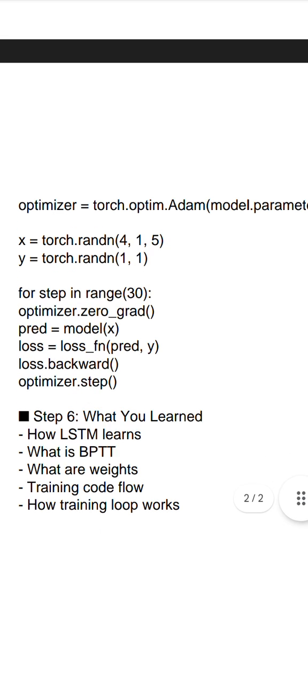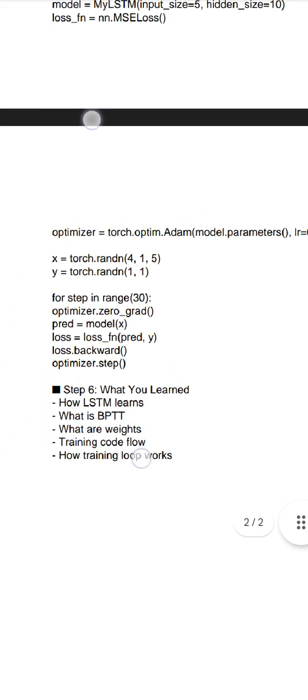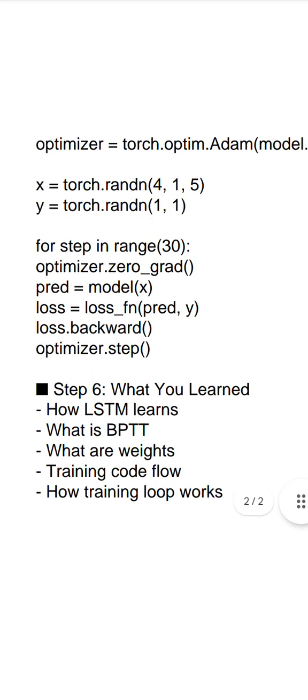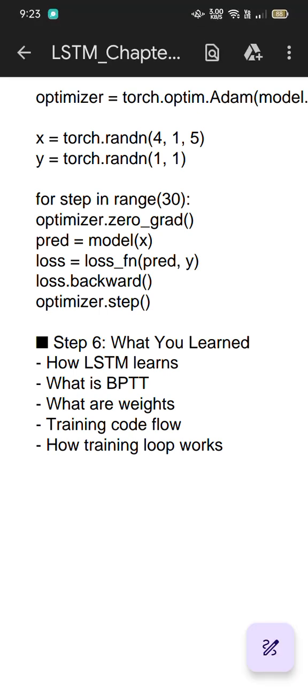Then we have the optimizer. We are taking Adam. And then we have x and y as random values, creating them, for step in range 30 and optimizer.zero_grad, pred equals model, loss of pred, loss.backward, optimizer.step. What we have learned: how LSTM works, what is BPTT, what are weights, and how the training code flow works.